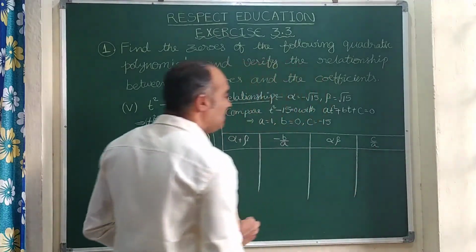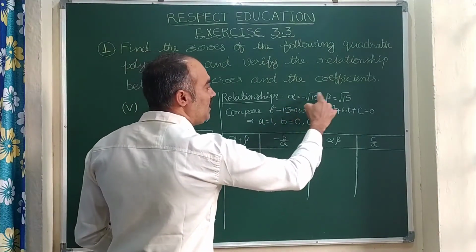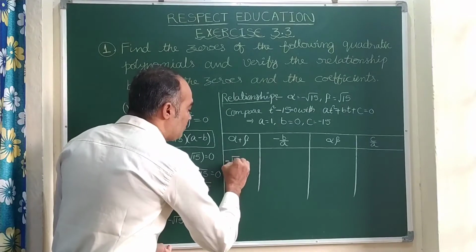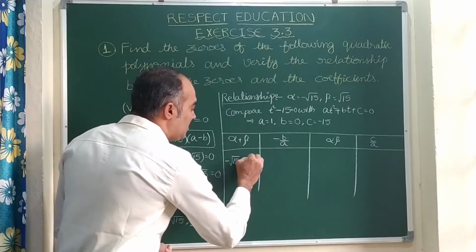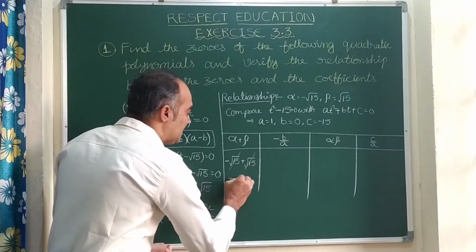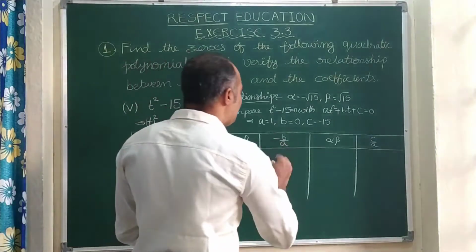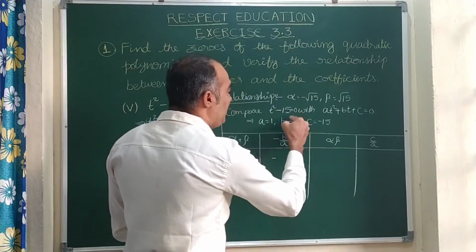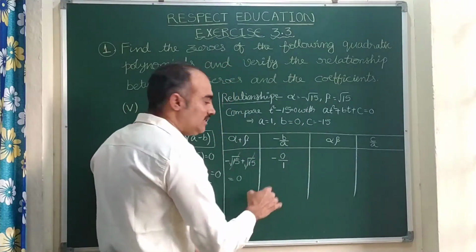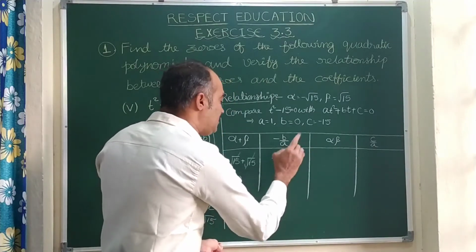So let us write the values. Alpha plus beta means minus root 15 plus root 15. Minus root 15 plus root 15 get cancelled. This value is 0. Minus b by a: b is 0, a is 1, so it is minus 0 by 1, which is 0. So minus 0 plus 0, it is 0 only.